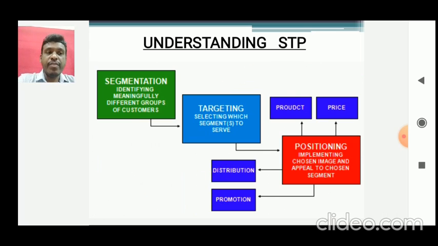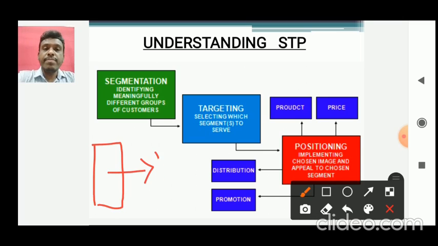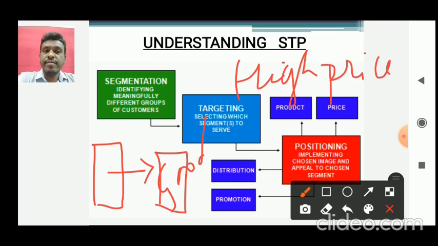I'll give you an example so that it becomes very easy for you to understand what positioning is. Suppose Nokia phone. What is it known for? Or to be more precise, Nokia, you may not know, many people may not have used it. Samsung. Samsung is considered to be good in quality. Some product that is good in quality, high price.